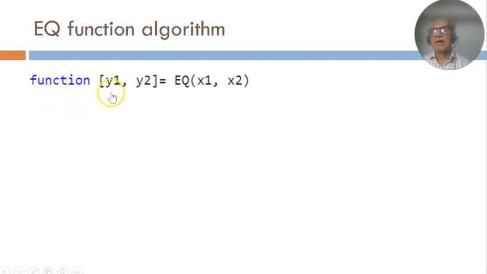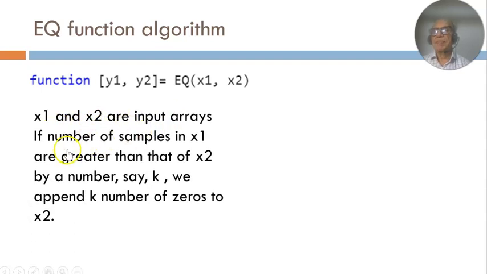So let's see, y1 and y2 are the output arrays, x1 and x2 are the input arrays. So what is the algorithm? What is the technique? x1 and x2 are input arrays. What you do is you calculate the number of samples in x1 and compare them with the number of samples in x2.